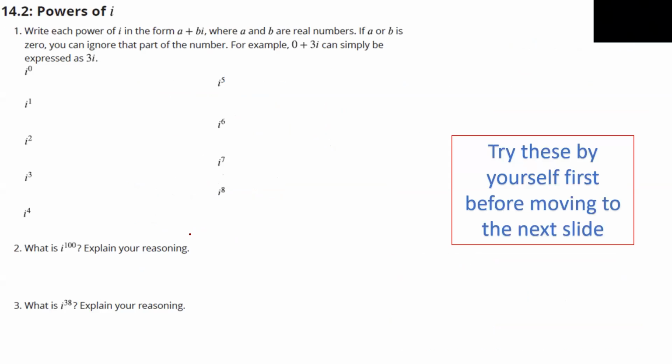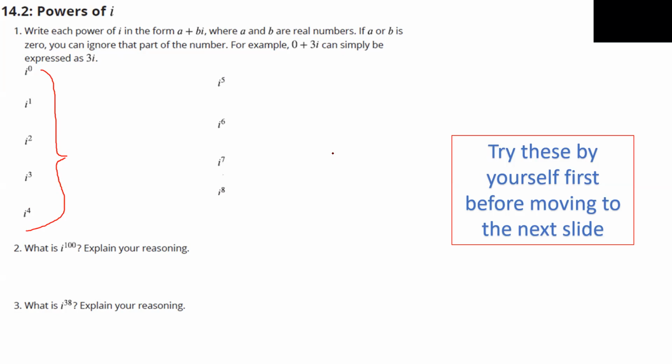Now let's move on to the first activity. In this activity, it says write each power of i in the form of a plus bi, where a and b are real numbers. If a or b is 0, you can ignore that part of the number. For example, 0 plus 3i can simply be expressed as 3i. You need to try these on your own. I will give you about 10 seconds to think about what the answers would be.